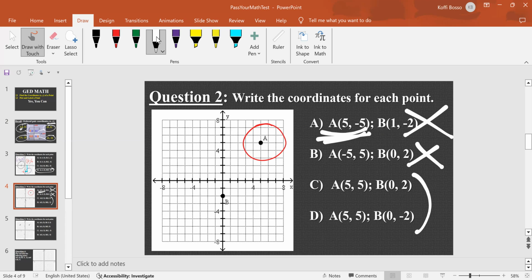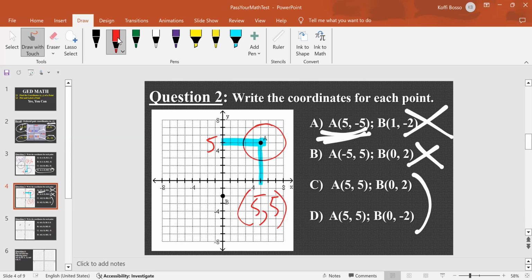Now, you have to understand that if you want to read this coordinate, we project the point to the x line, and if you do that, you see we have a positive 5 for the x value, which is always the first one. You project the same point to the y line, and here we have positive 5 again. So A is 5, 5.